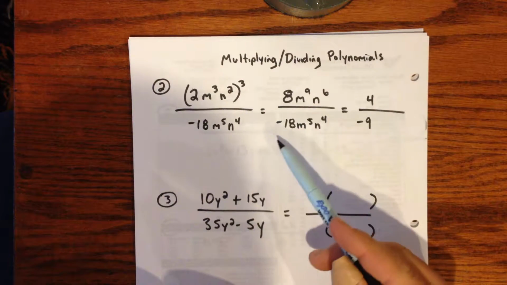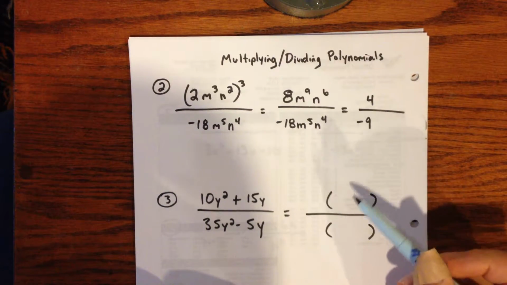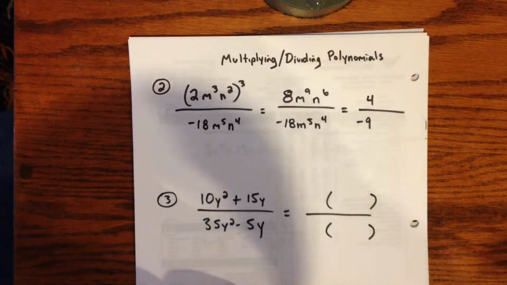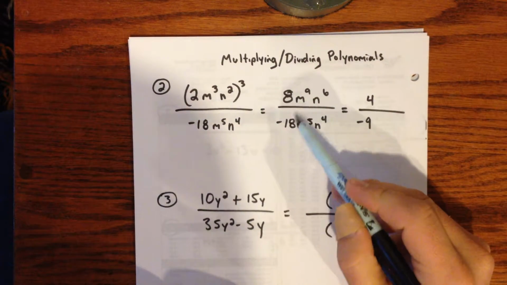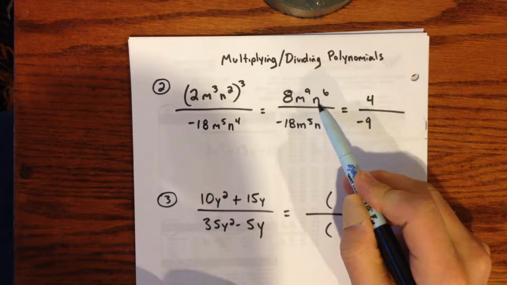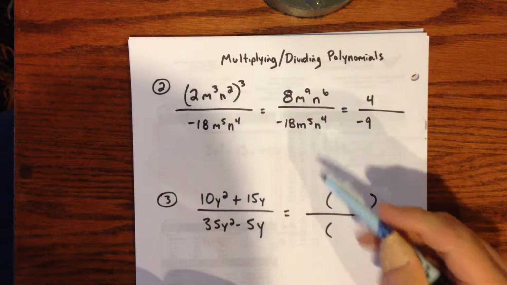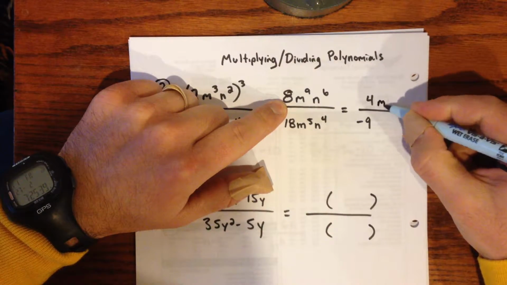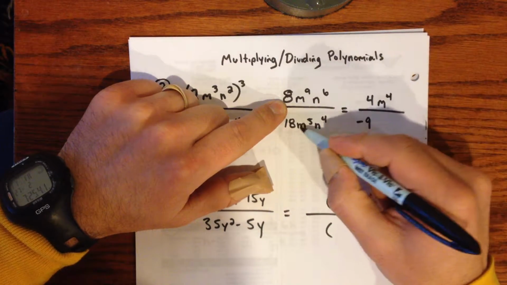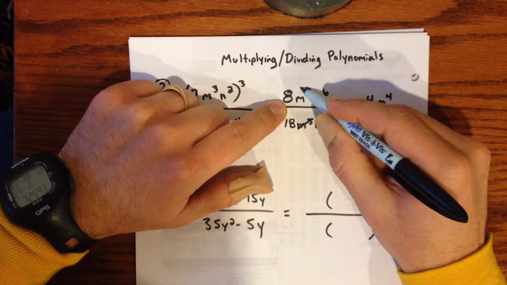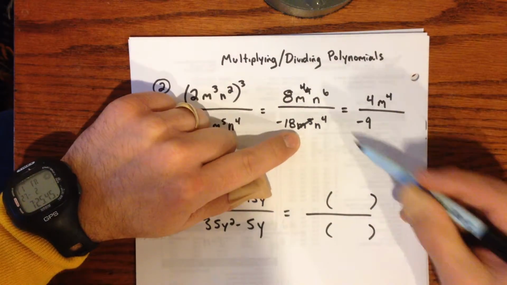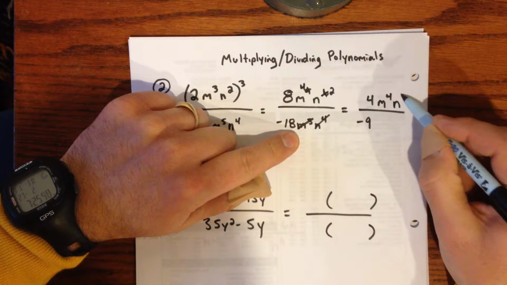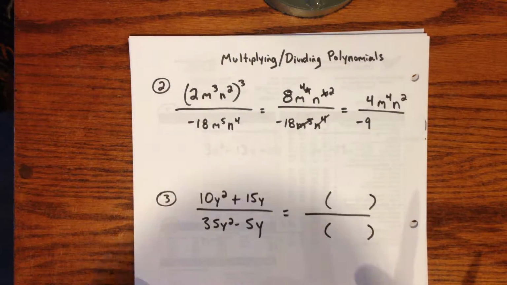2 goes into 8 4 times, and goes into negative 18 negative 9 times, and then I'm going to think about what cancels out. It's looking like I have more m's and n's on the top than I do on the bottom. I have 4 more m's on the top than on the bottom, so all 5 of those are gone and there's going to be 4 left. Then all 4 of these are going to cancel out, and there's going to be 2 of these left, so that's n squared. Okay, so that's not that much different.